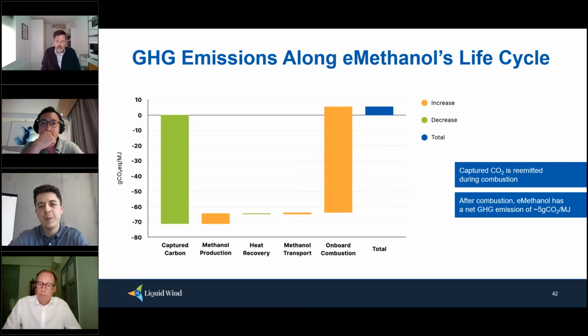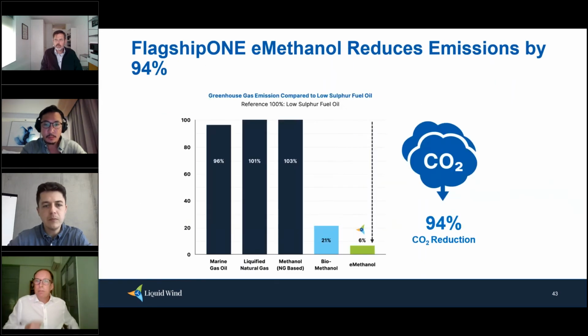If we use a methodology where you don't have emissions on renewable electricity, this would be even lower. There's a small comparison of what we see compared to fossil fuels, with 5 grams CO2 equivalent per megajoule. We see around a 94% CO2 reduction compared to marine gas oil, LNG, and also fossil methanol. And we see, generally speaking, an outperformance of biomethanol. But as Pieter already said, this has to be investigated individually because it depends significantly on the feedstock for biomethanol.